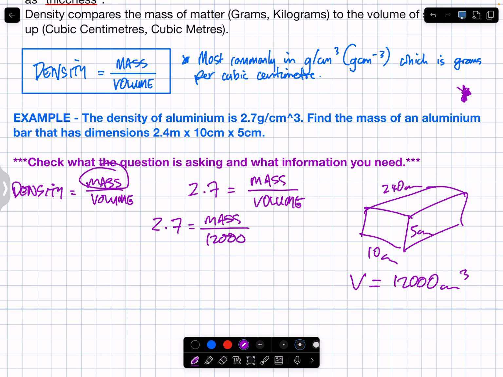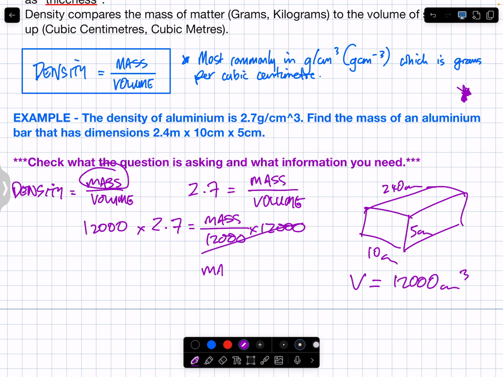Hopefully you're seeing what I'm doing here. I'm not rearranging the formula to start off with. I'm showing you that you can use the formula, plug in what you know, and then rearrange it after. What's 12,000 doing to mass? What does a fraction bar mean? What operation is that? You're dividing by 12,000. I want to get rid of this. What's the opposite of dividing something by 12,000? Times. If I times both sides by 12,000, that's going to cancel out.